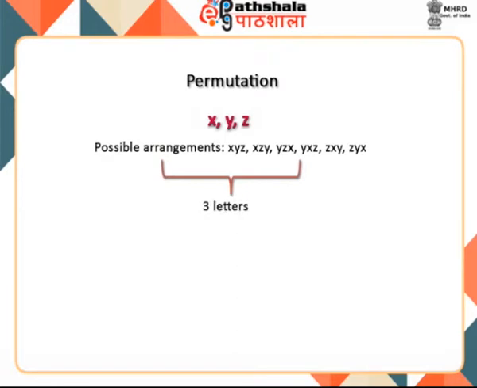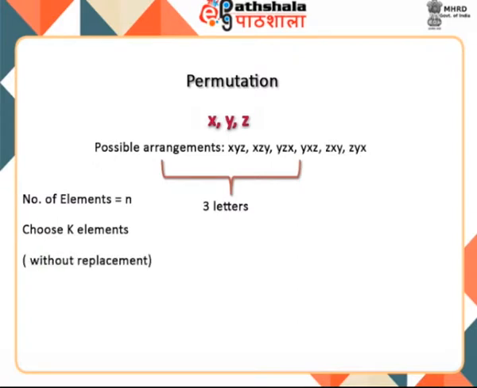We can define permutation as follows. Suppose a set has n elements and an experiment consists of choosing k elements out of total without replacement. It implies that each outcome consists of k elements in the order selected. Each outcome is then called a permutation of n elements taken k at a time. It is denoted by P(n,k). It is equal to n factorial divided by (n minus k) factorial. The order of the elements matters in a permutation.